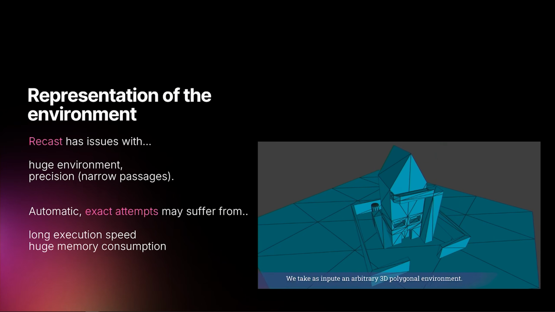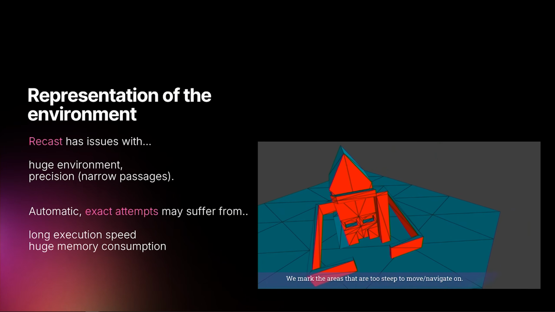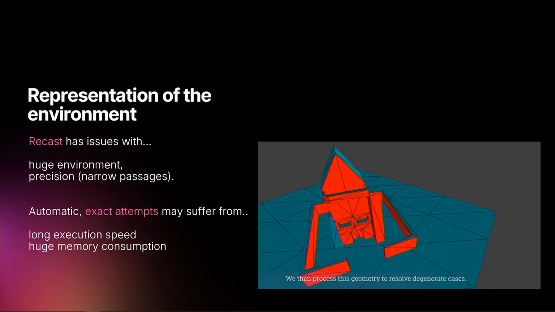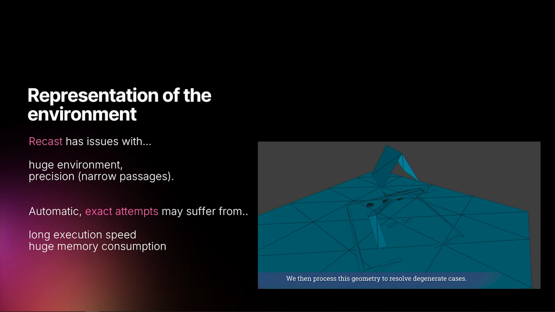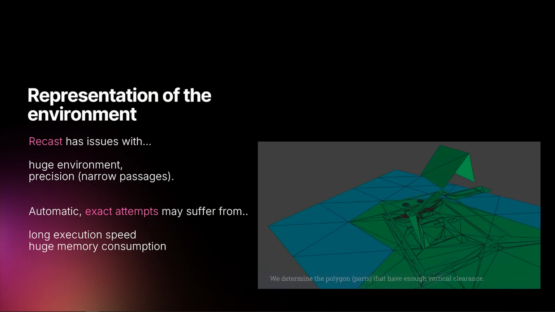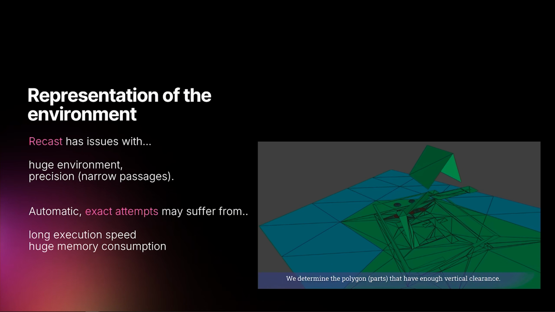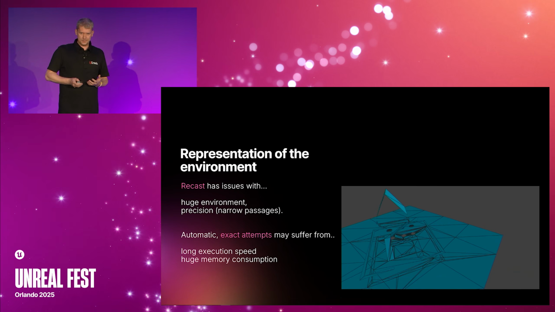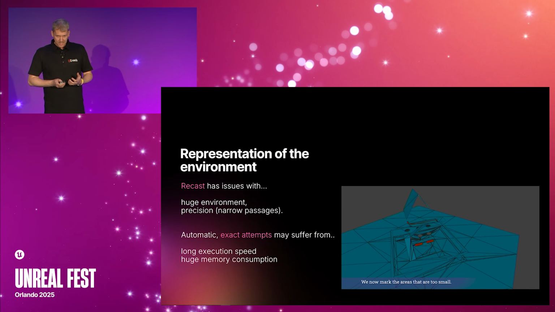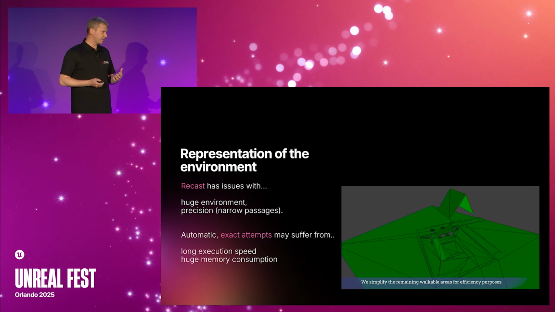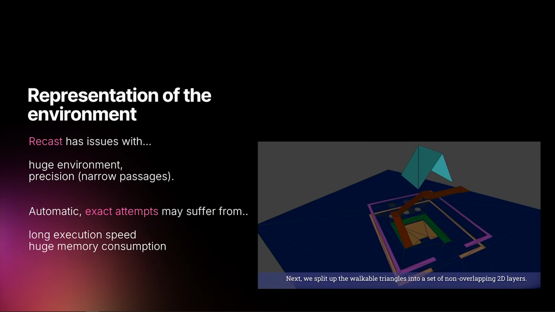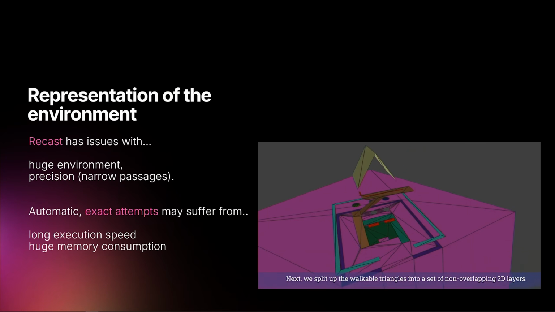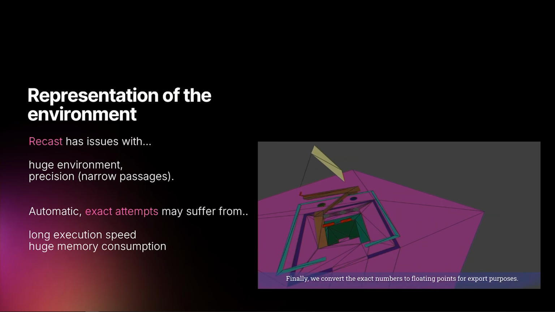But this method has many issues, especially if you want to deal with huge environments. We have been working on digital twins of thousands of square kilometers, and you cannot use Recast for these purposes. Also, it has lots of issues with narrow passages to get characters through, because it's a voxelized environment, so it is discretized. It also has issues with difficult geometry, like a stair with different step heights. This method has many parameters to deal with these issues, so sometimes it takes a lot of time to calibrate all these parameters to get the right output.